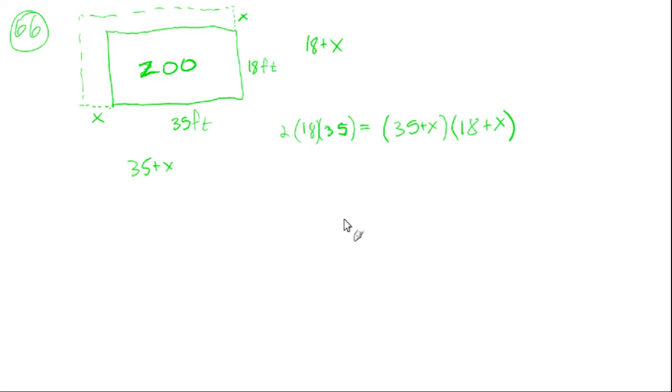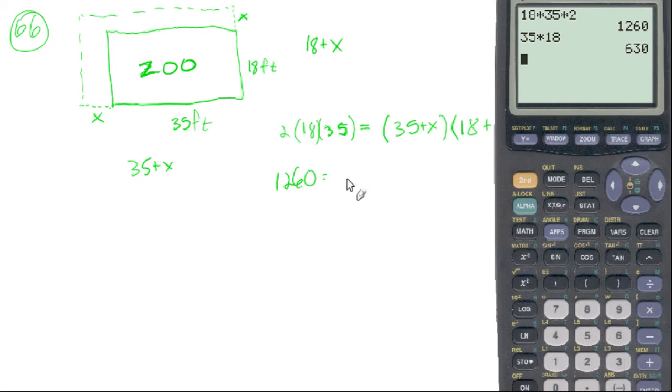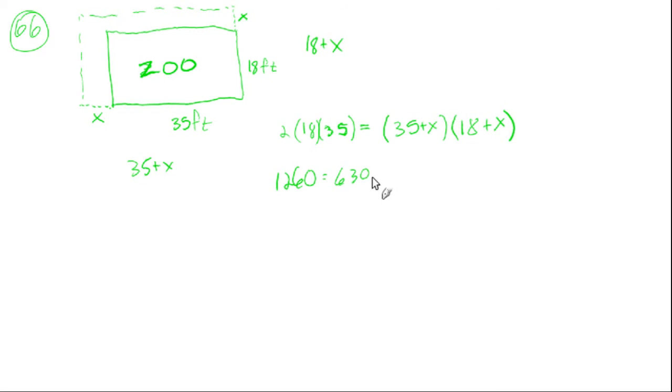I'm not even going to pretend I can do that stuff in my head. Let me just grab my calculator. 18 times 35 times 2. Great, that's 1260. 35 times 18, we're going to multiply these things out. 35 times 18 is going to be 630. Okay, I don't think we need that calculator anymore. This times this is 630.